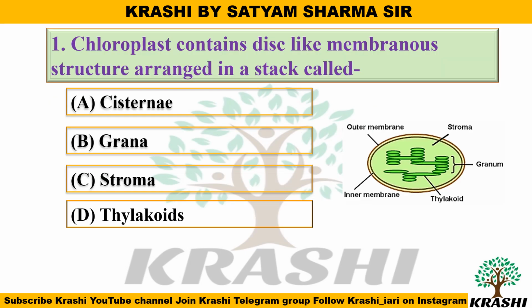Question number 1. Chloroplast contains disc-like membranous structure arranged in a stack, which is known as grana. This is an individual granum which occurs in a stack.